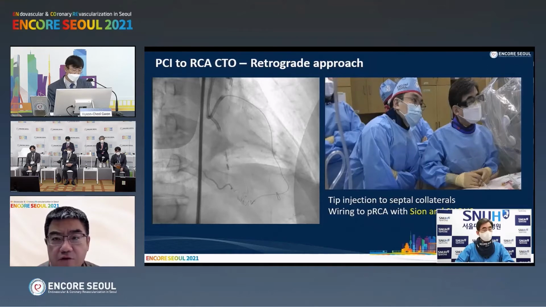Professor Kim, you have shown us the diagnostic. There are two very tiny upward branches, almost like a conus branch, coming from the sinus. But sometimes there is an independent RCA takeoff. So CT would be helpful.